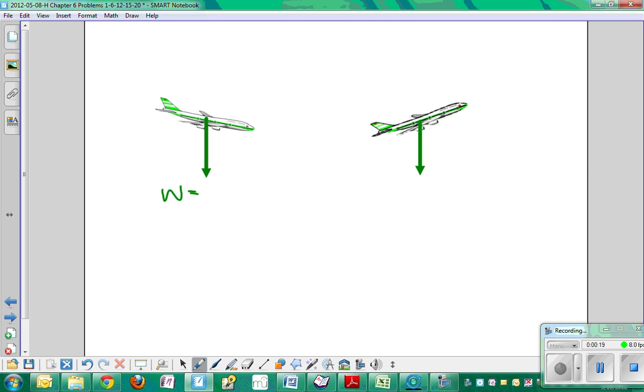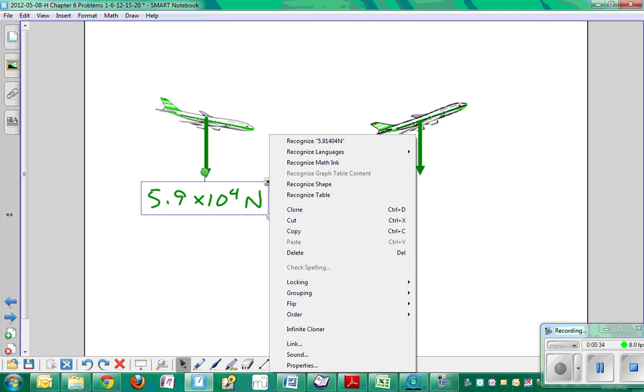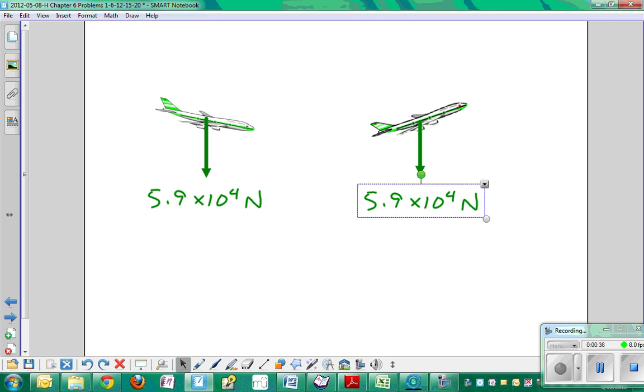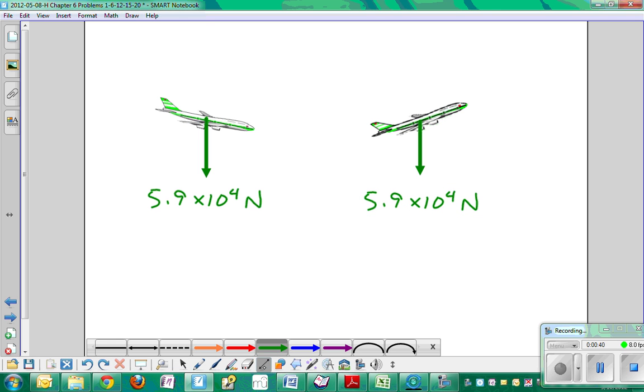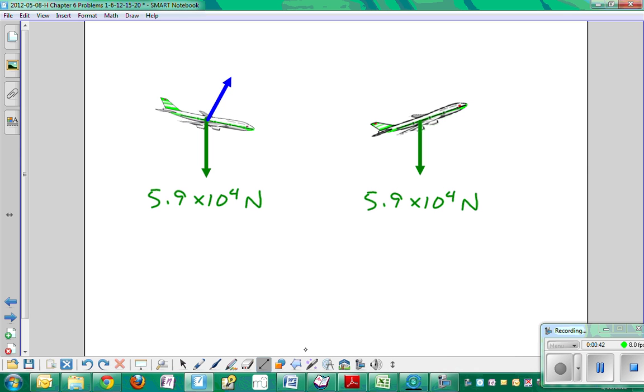Yeah, it is mg, but what's the value? 5.9 times 10 to the fourth newtons. Okay, that's the same in each case. So we'll just make it the same. All right. Then we have the lift, which is the same in each case. The lift is blue. Blue lift.